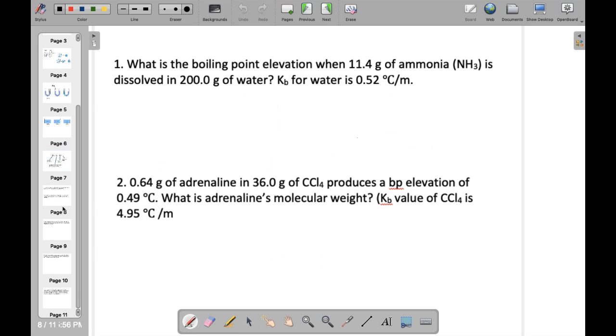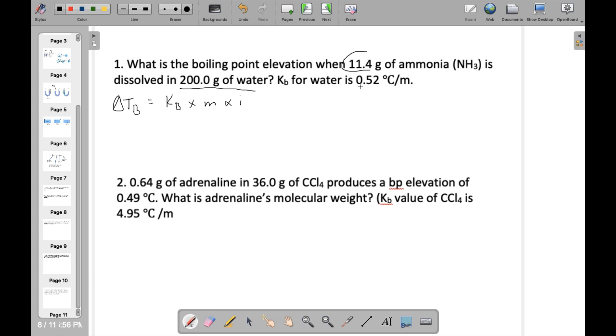So let's go ahead and get started. What is the boiling point elevation when 11.4 grams of ammonia, NH3, is dissolved in 200 grams of water? Well, let's go ahead and write our equation. The boiling point elevation equals the boiling point constant times molality, little m, times Van Hoff's factor.